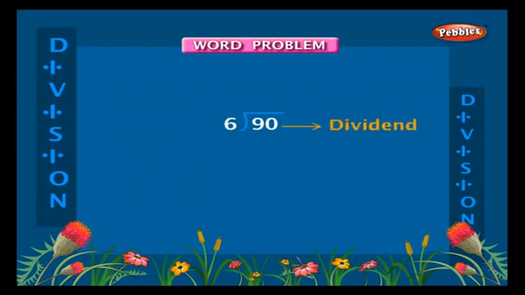Arrange the dividend and divisor. 6 goes in 9 one time. So write 6 below 9 and 1 above 9 in the quotient place. Now deduct 6 from 9. 9 minus 6 is equal to 3. Bring 3 below. Does 6 go in 3? No. So bring down the 0 next to 3.